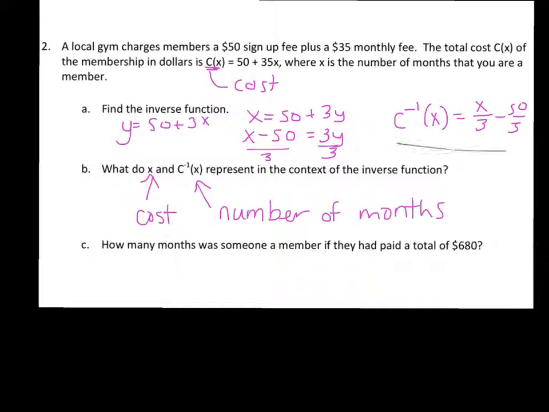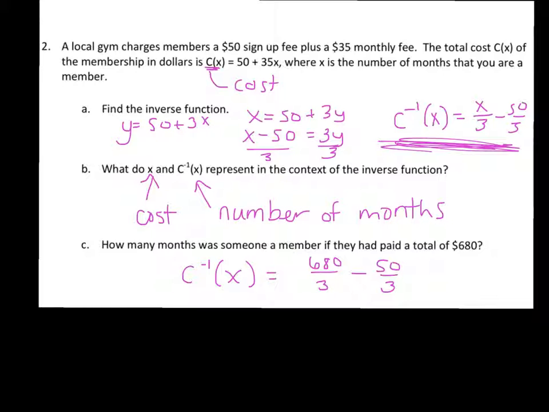And so this new function tells us that the number of months equals the cost divided by 35 minus 50 divided by 35. So if this says how many months was someone a member if they paid a total of $680, then I'm looking for the number of months. And my x in this case, in my inverse function up here, would represent my cost, and so my cost was 680. So 680 divided by 35 minus 50 divided by 35.